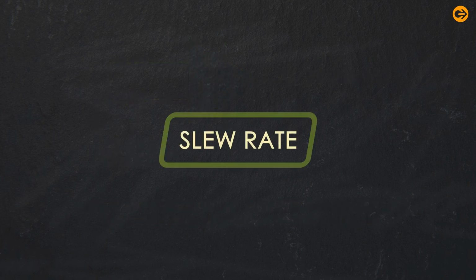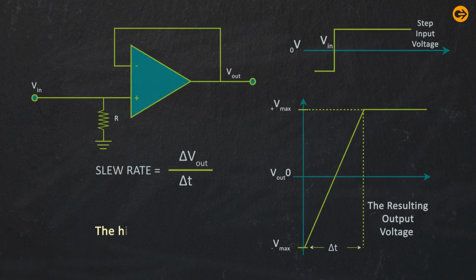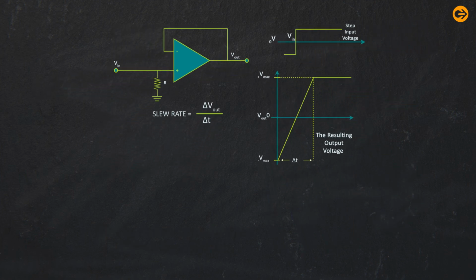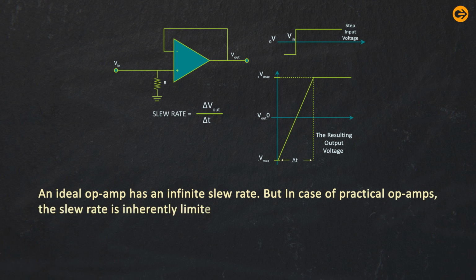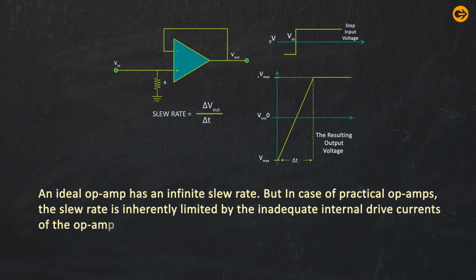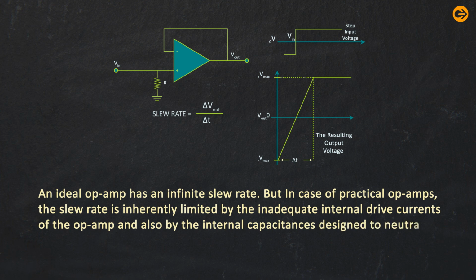Slew rate. It is determined as the highest rate of change of output voltage per unit time. It is expressed in volts per second. An ideal op-amp has an infinite slew rate, but in the case of practical op-amps, the slew rate is inherently limited by the inadequate internal drive currents of the op-amp and also by the internal capacitances designed to neutralize high frequency oscillations.